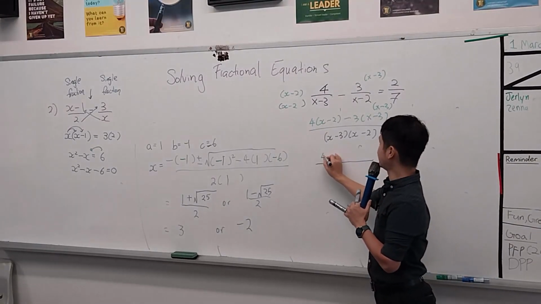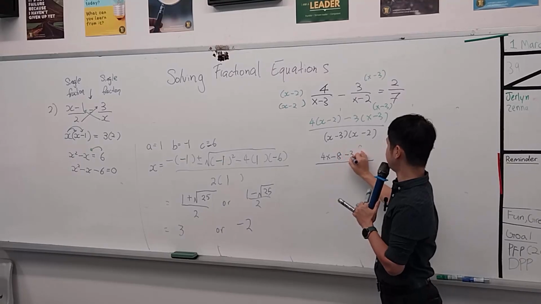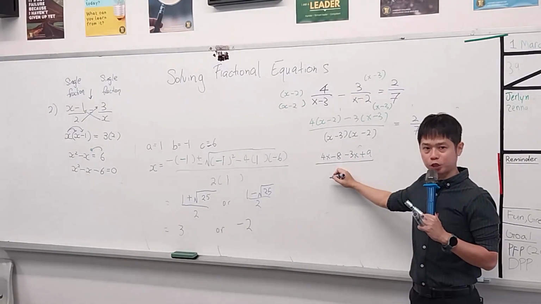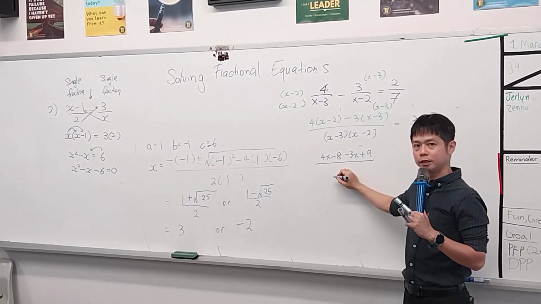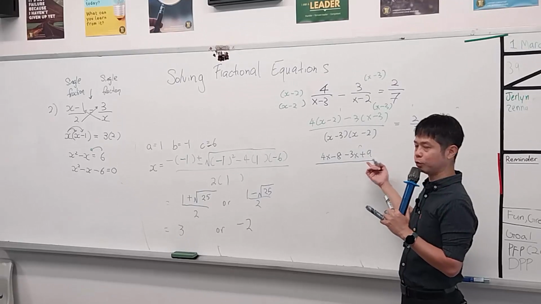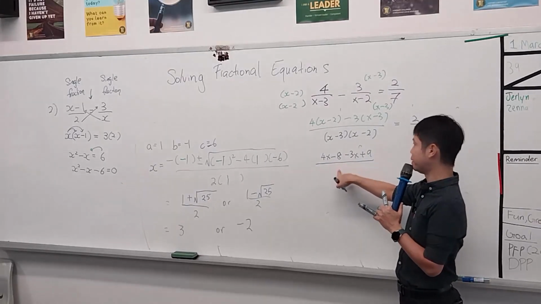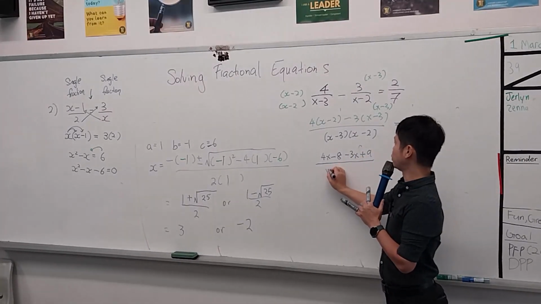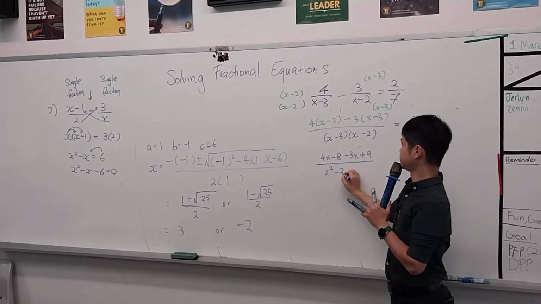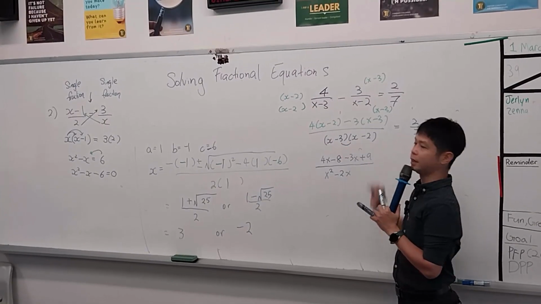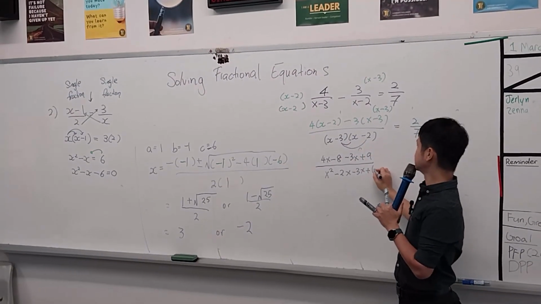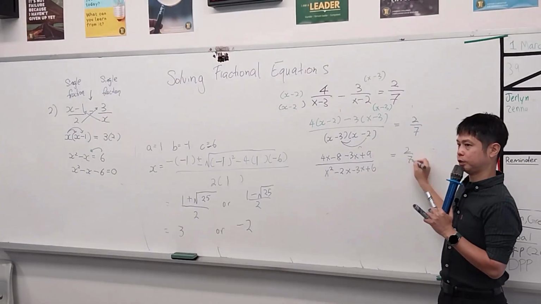The next step, we will now simplify the numerator. So we will have 4x minus 8 minus 3x plus 9. And the denominator, at this point, you can actually expand already, because later we need to solve it. If we expand, we have x squared minus 2x minus 3x plus 6. Right side unchanged.